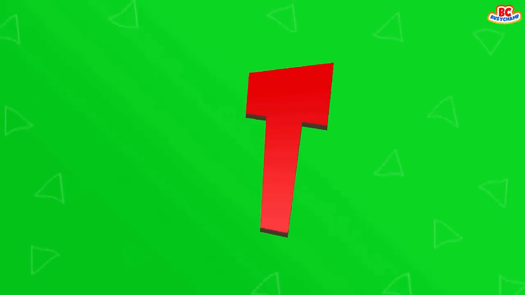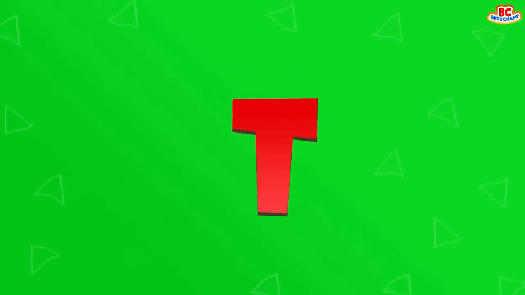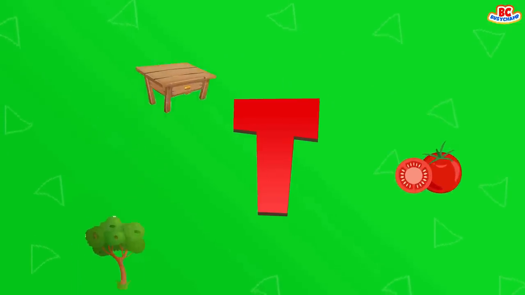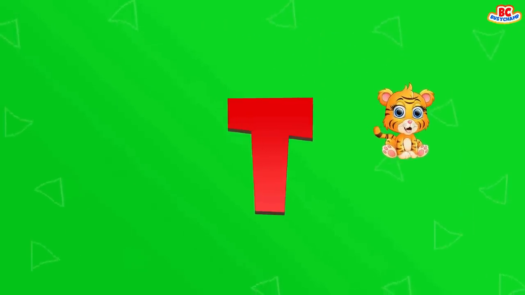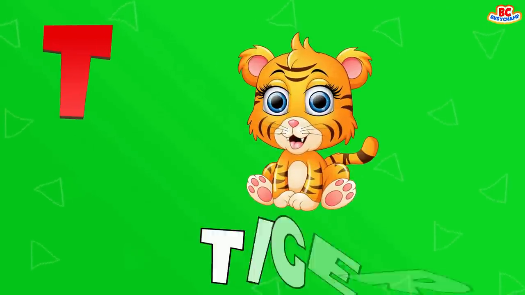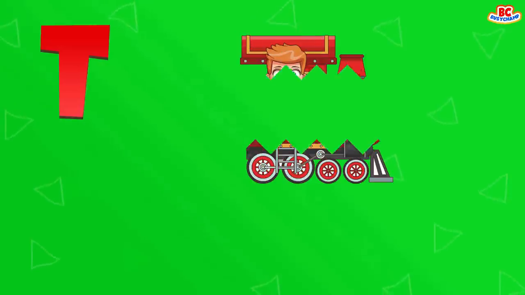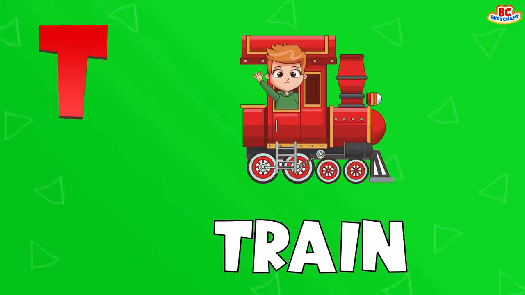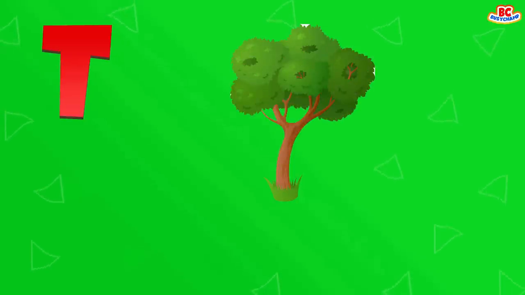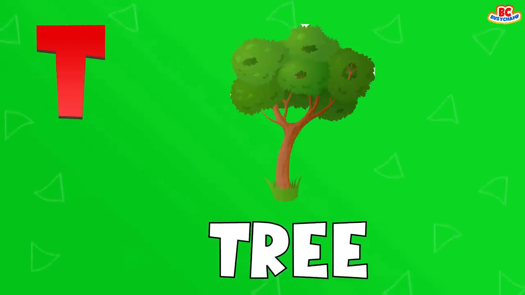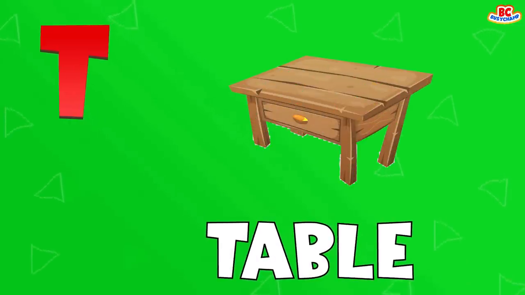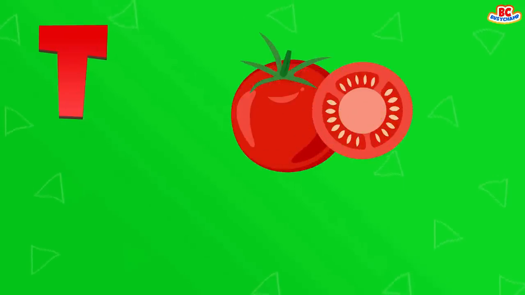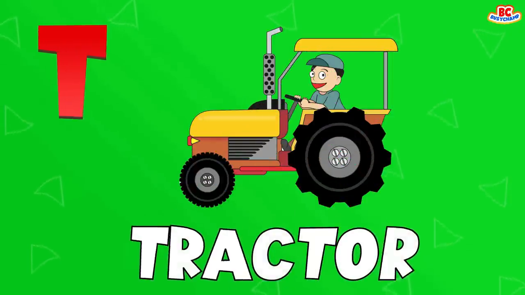T. T is for tiger. Tiger. T is for train. Train. T is for tree. Tree. T is for table. Table. T is for tomato. Tomato. T is for tractor. Tractor.